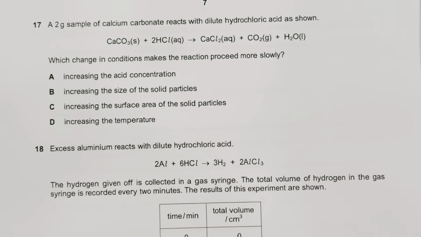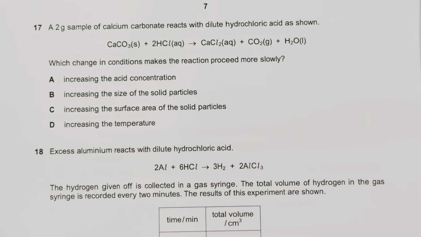17 is that, okay, a 2 gram sample of calcium carbonate reacts with dilute HCl, hydrochloric acid, as shown. CaCO3 plus 2HCl would give you CaCl2 plus CO2 plus H2O. Which change in the conditions makes the reaction proceed more slowly?